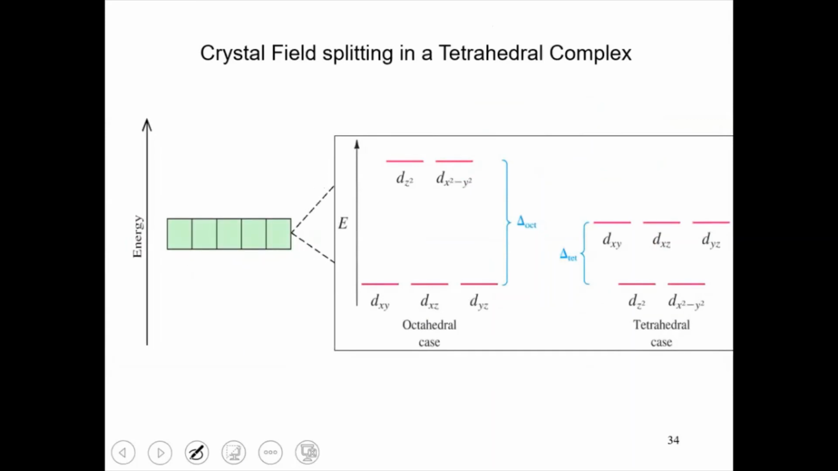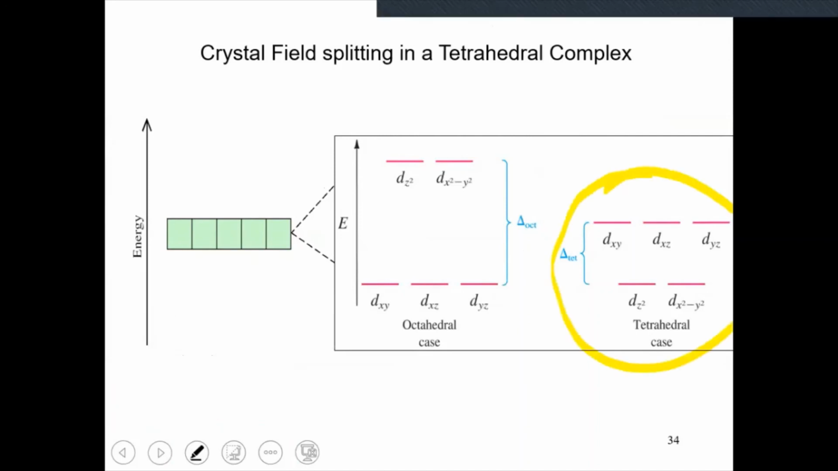You can see here on the right side how the crystal field splitting is a lot narrower. Not only that, but the placement of the orbitals is reversed. So the 2 orbitals that were higher in energy in the octahedral case are now the ones lower in energy in the tetrahedral case.